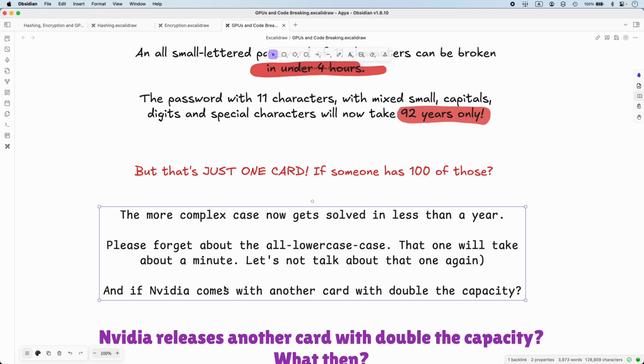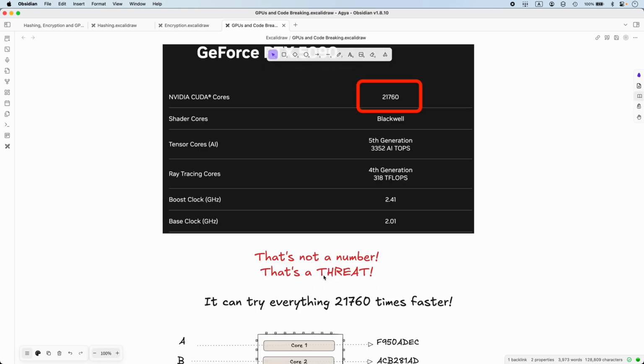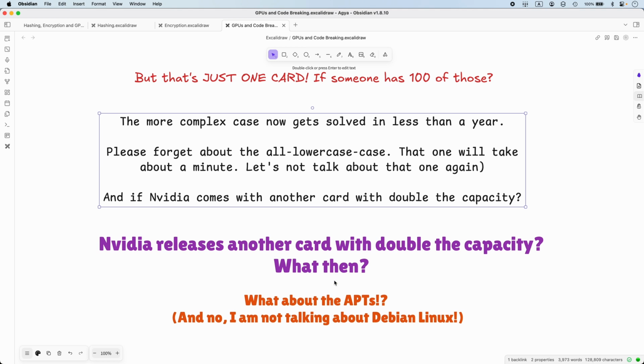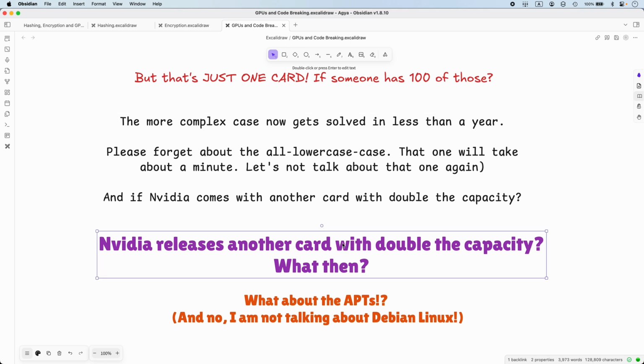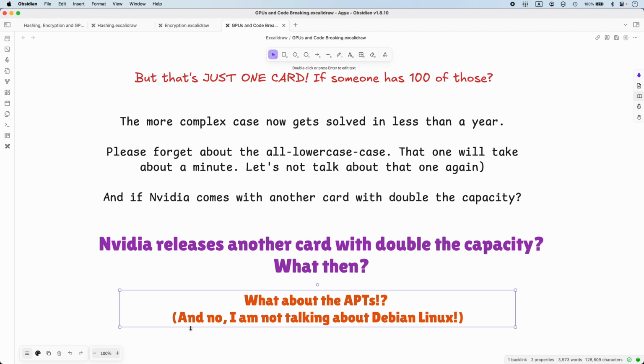And this is assuming this is the technology we are using. What if NVIDIA comes with another card with double the capacity? What then? And what about APTs? And I'm not talking about DB. Here APT means advanced persistent threat. Basically, an attacker who has got advanced hardware, it is a threat. It intends to break into your account and steal stuff from you, and it's persistent. It has got financial backing in one way or the other. That is what an APT is.